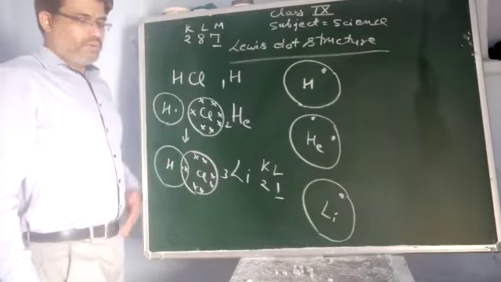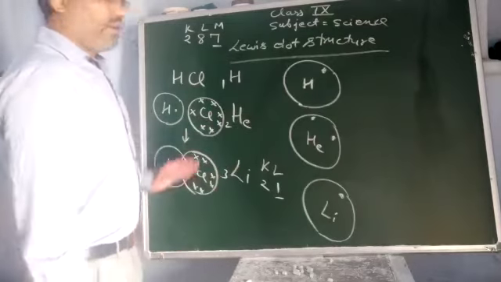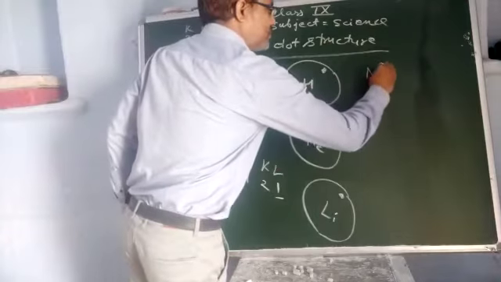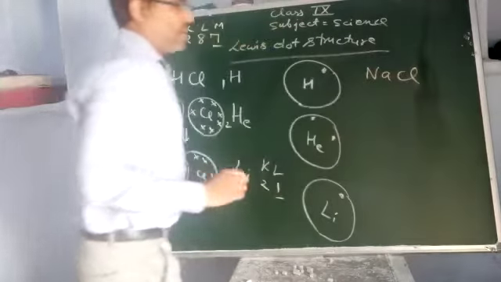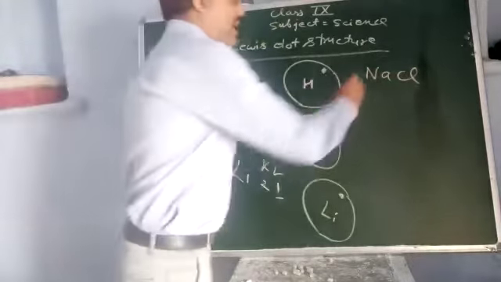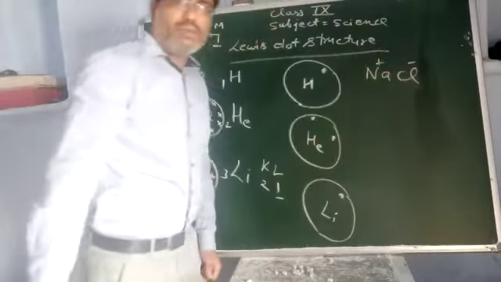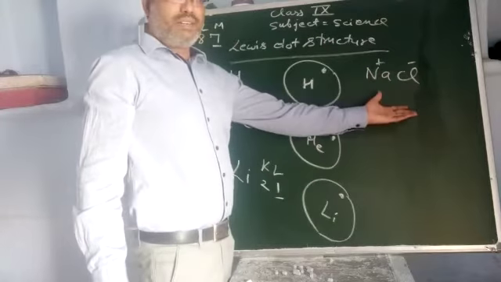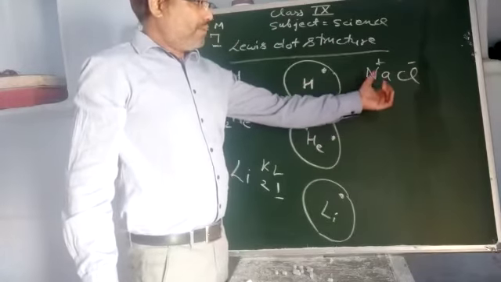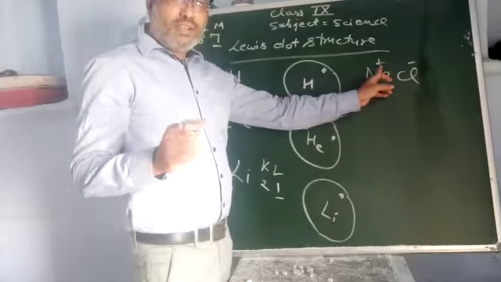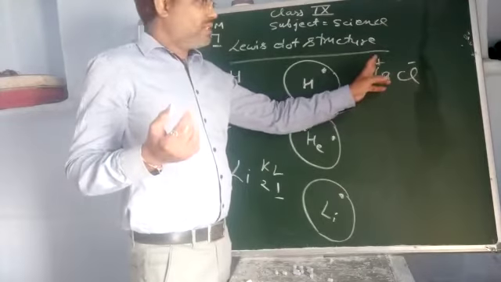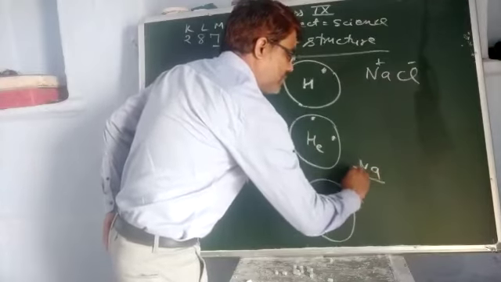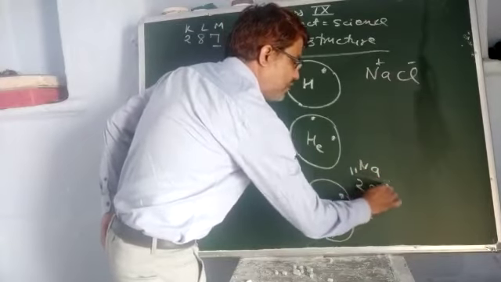Suppose we take an ionic compound. Suppose we have NaCl. Then how can we draw the Lewis dot structure for NaCl? NaCl has 2 types of ions, Na plus and Cl minus. So we have to draw the Lewis dot structure of the Na plus ion and the Cl minus ion simply. For Na plus, plus means 1 electron is removed. If you see the electronic configuration of sodium, the atomic number of sodium is 11. So that is 2, 8, 1.